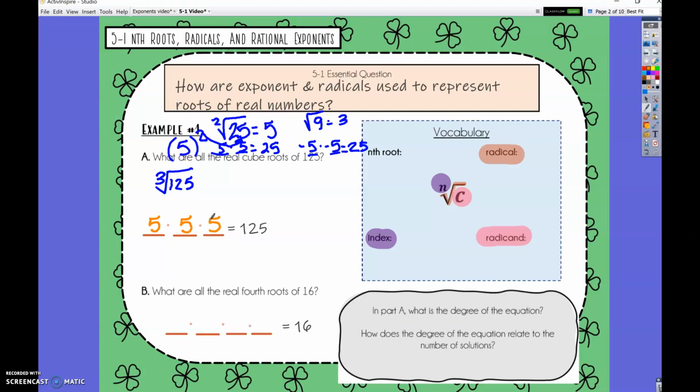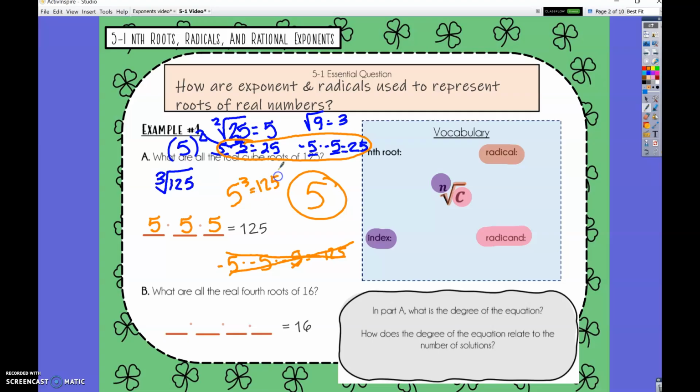Negative 5 is not going to work this time. Note that if it was negative 5 times negative 5 times negative 5, it would be a negative 125. So we would not say negative 5 this time. That only worked for the square root up here. So for the answer to example 1, we would say the real cube root of 125 is 5. We just state the number that had to be cubed to give you 125.